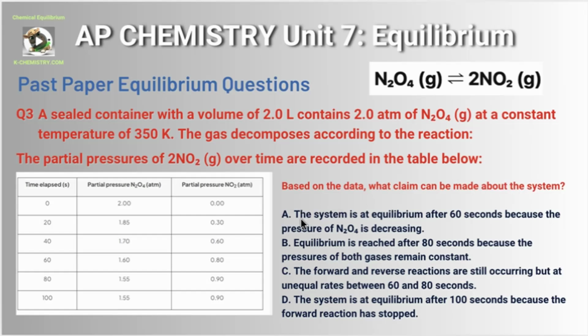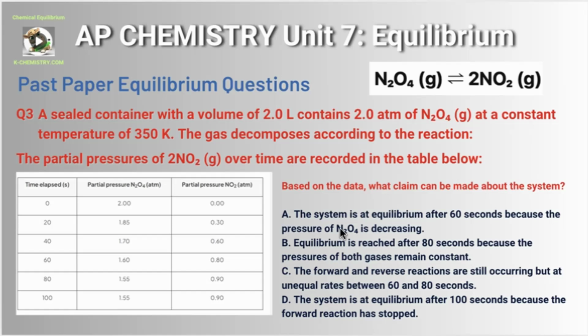The equilibrium here is reached as the pressure becomes constant. I can see the pressure becomes constant after 80, 1.55, 1.55, and for the other gas NO2 also 0.90, 0.90. This means that the rates of the forward and reverse reactions become equal, right? We said that it becomes equal. From the table, the pressures remain unchanged between 80 seconds and 100 seconds.